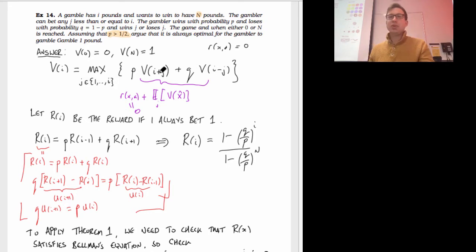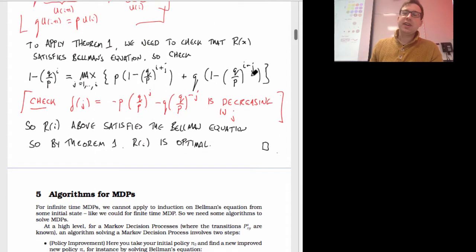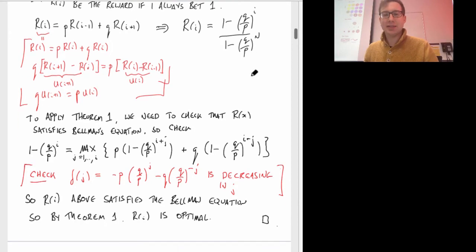I'm not sure how much more we'll do about betting. If I get time later, we'll do things about how to optimally play blackjack and things like that, if we get the chance.